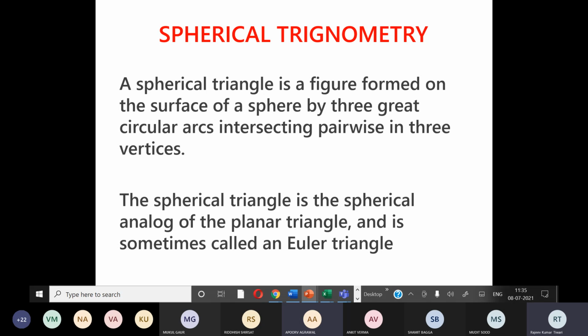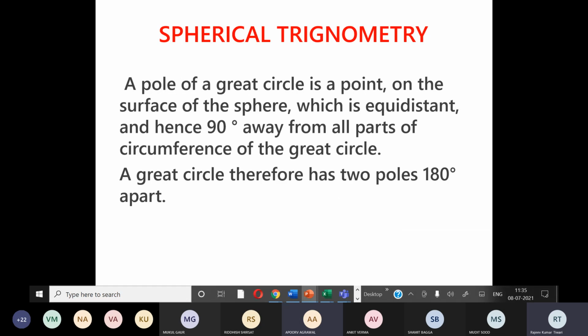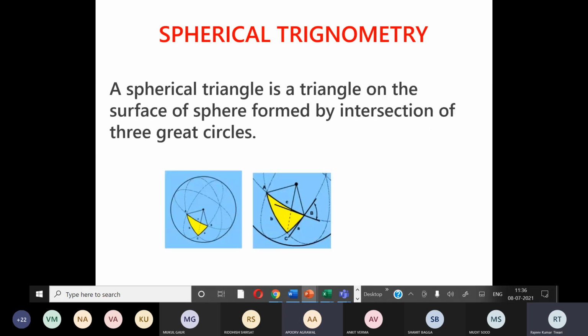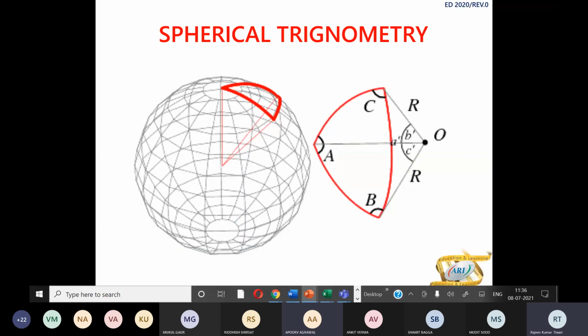Now remember, in the planar triangle, this is a small circle. Okay, let me go back. This is a great circle. In a planar triangle, the sides are linear measurements, while the angles are measured as angles. But in the spherical triangle, sides and angles are both angular measurements.